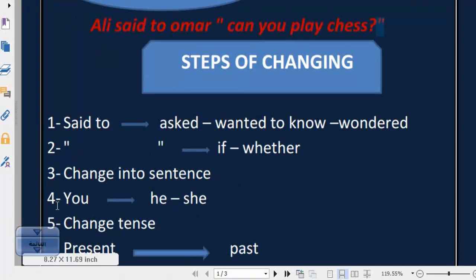Fourth step, the pronouns. For example, if you have you, change it to he or she, depending on who I am asking or who we can ask.